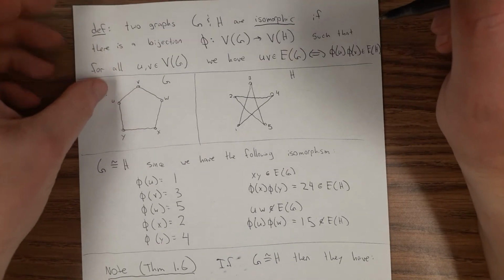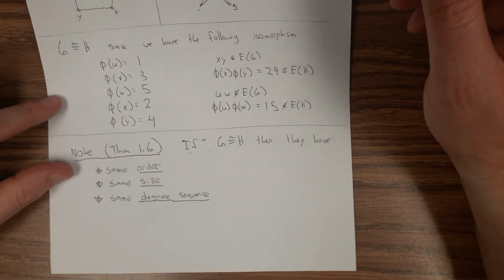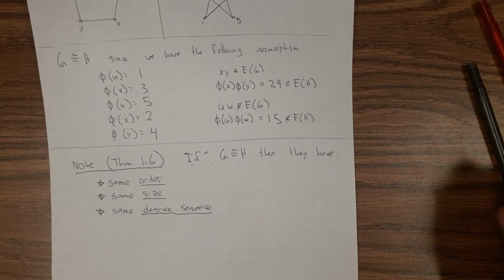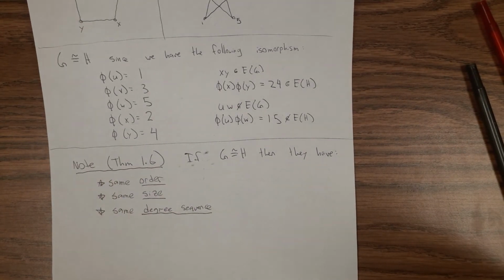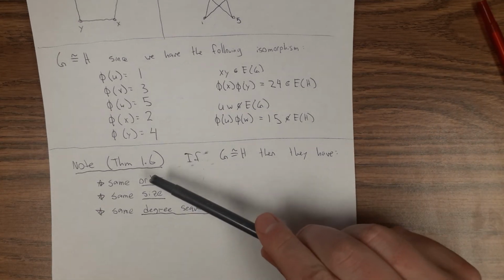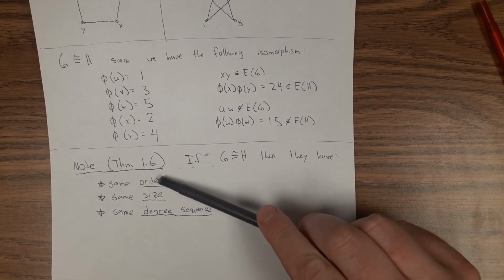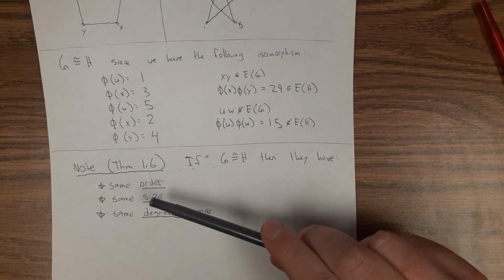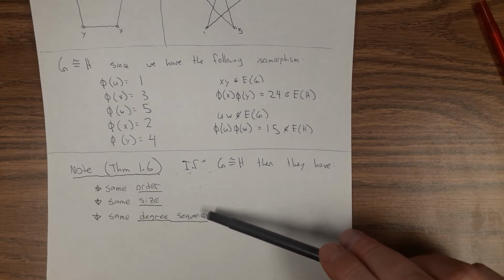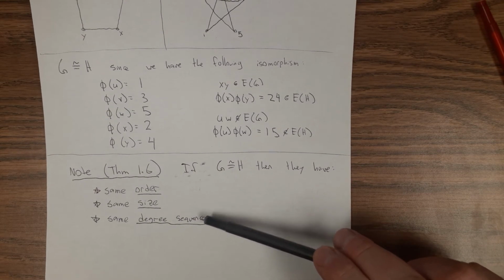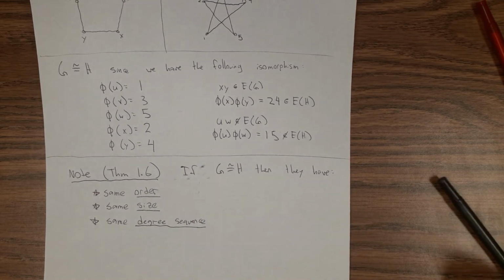Okay, so here is a description of theorem 1.6 in the book, that if two graphs are isomorphic, then they have the same order. Recall, this is the number of vertices in a graph. They also have the same size, which is the number of edges in the graph. And they also have the same degree sequence, which I'll leave for just a minute from now.